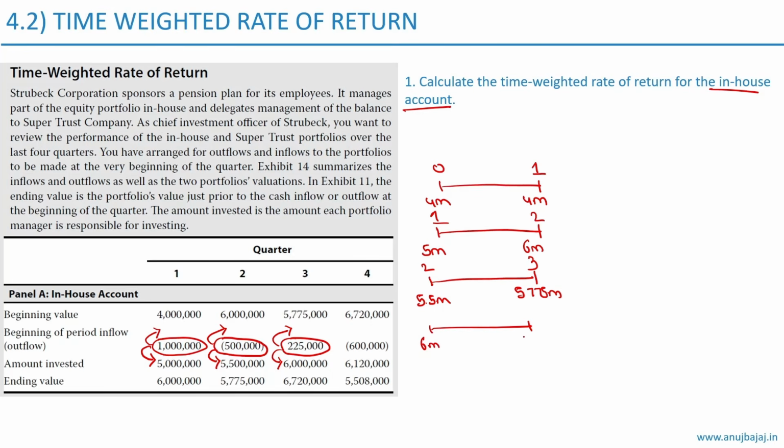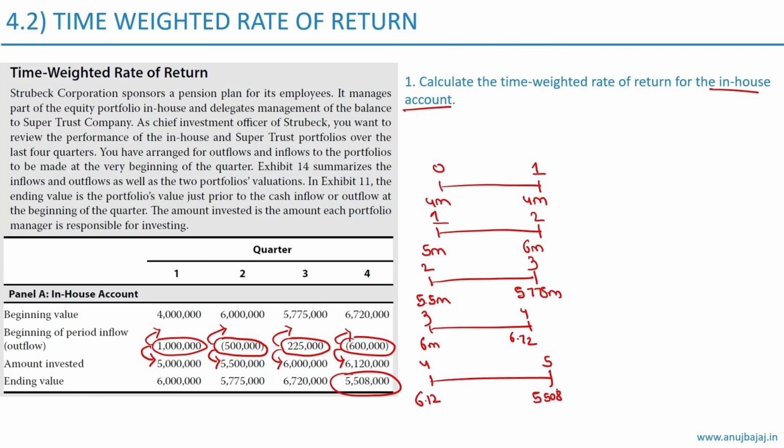This sub-period came to an end right before this cash outflow and the value was 6.72 million. Our fifth sub-period started right after this cash outflow and the value was 6.12 million. And this sub-period came to an end at the end of 4 quarters. So the value was 5.508 million.